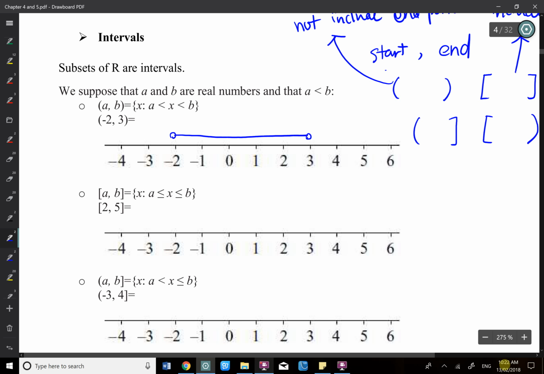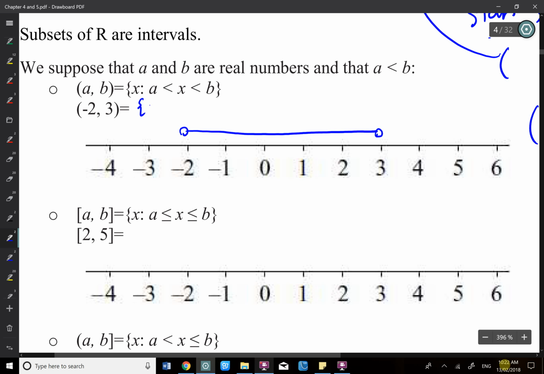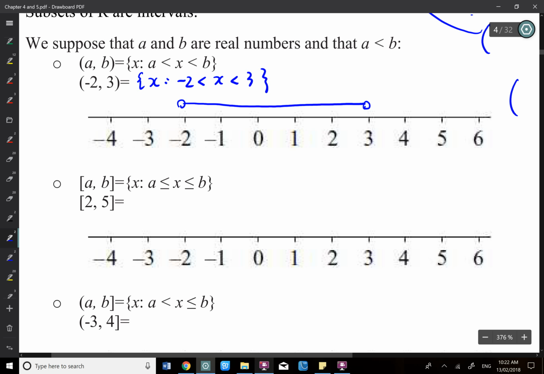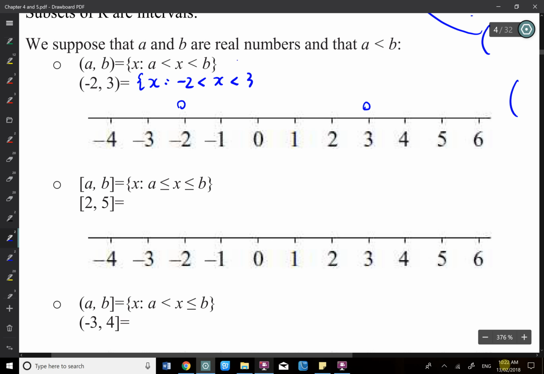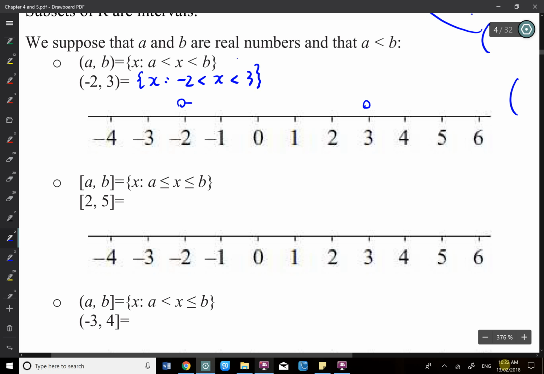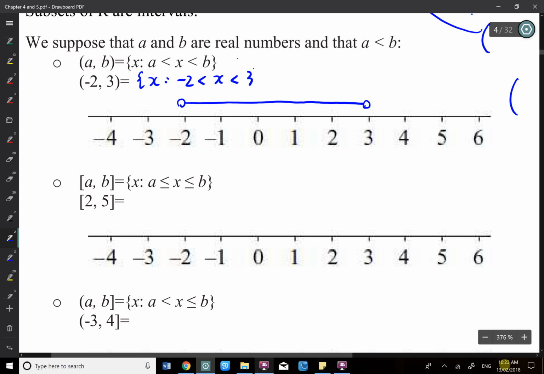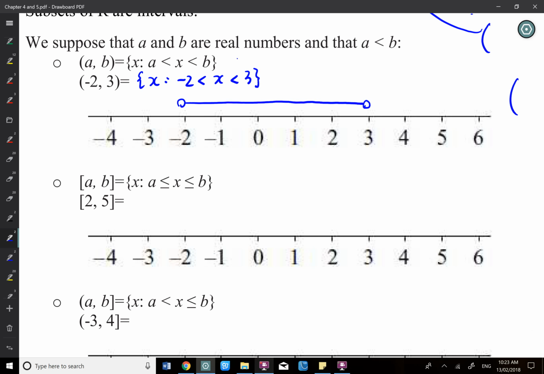If I write it in interval curly bracket notation, the set notation is a collection of x such that x is in between negative 2 and 3. Okay, such that x is in between negative 2 and 3. And then I can draw that here. Okay, negative 2 to 3.